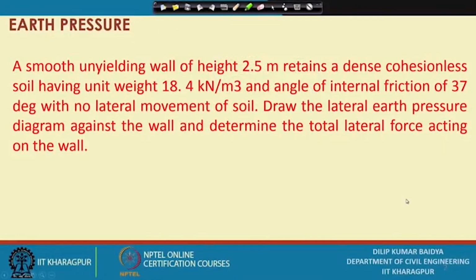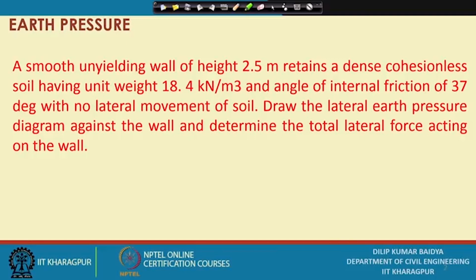So, the first problem reads like this: a smooth unyielding wall of height 2.5 meter retains a dense cohesionless soil having unit weight 18.4 kilonewton per meter cube and an angle of internal friction of 37 degrees, with no lateral movement of soil. Draw the lateral earth pressure diagram against the wall and determine the total lateral force acting on the wall. So, this is the problem.